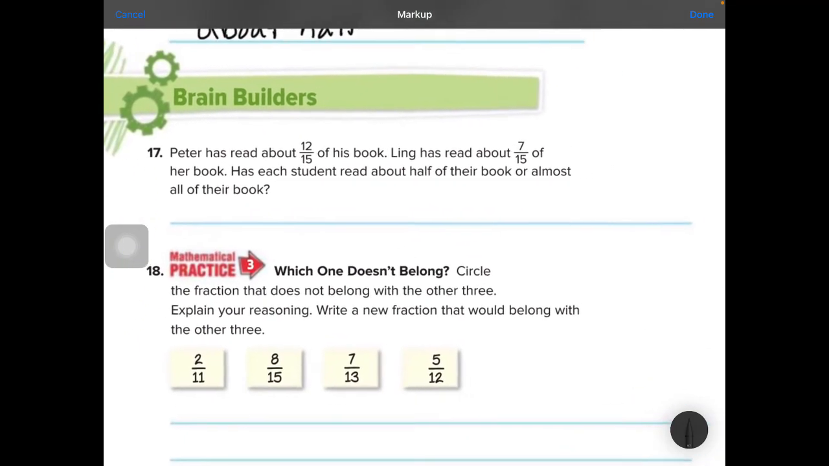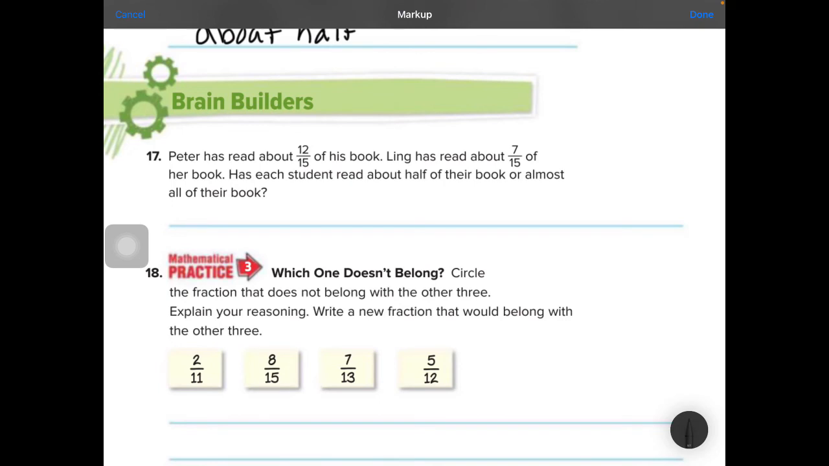Brain builder. Peter has read about 12/15 of his book. Ling has read about 7/15 of her book. Has each student read about half of their book or almost all of their book? They want us to answer that.